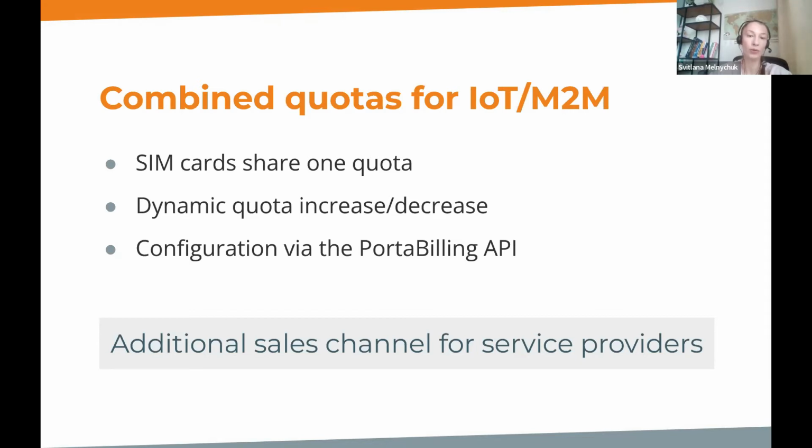What is more, group quota prorating can be implemented if a SIM card is, for example, activated in the middle of the billing period. So what benefits does this offer you? With this feature, you can increase sales by offering group quotas to your prospects. And let's move to our next topic.